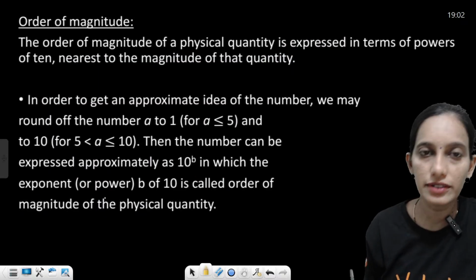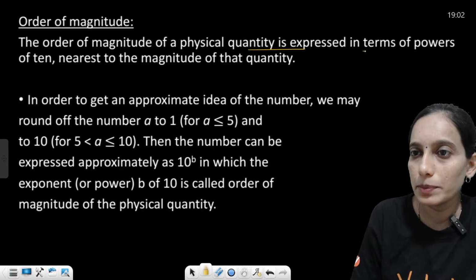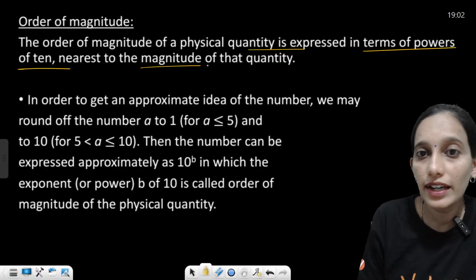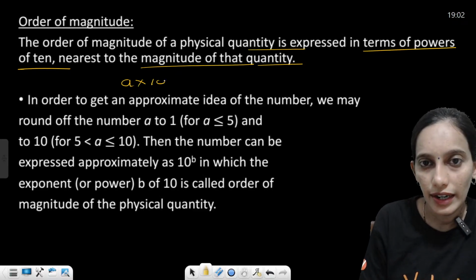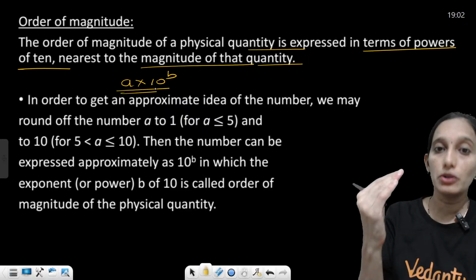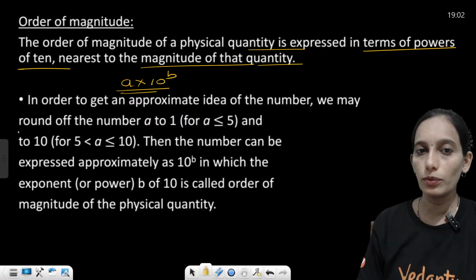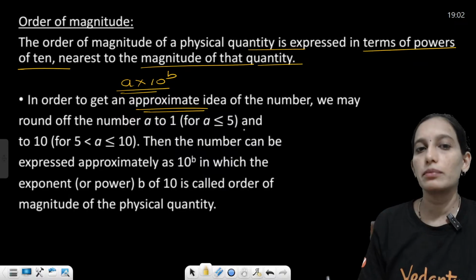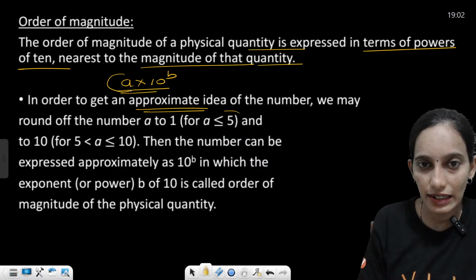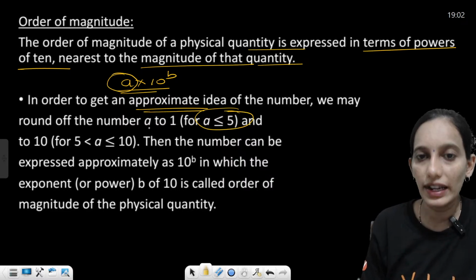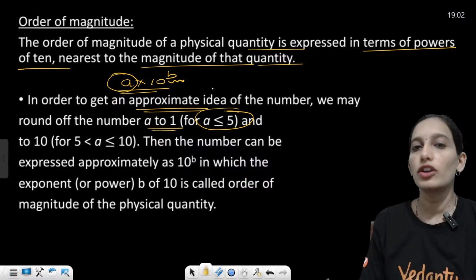Okay, so going next, order of magnitude. As I just told you, it is the physical quantity expressed in terms of powers of 10, nearest to the magnitude of that quantity. Order of magnitude: we write scientific notation as a into 10 power b. In MCQs it is possible that they give a number and ask you to get the order of magnitude. Here we follow a small method. We have to approximate or round off the given number. If this a is less than or equal to 5, we approximate a to 1, and b will be your order of magnitude.